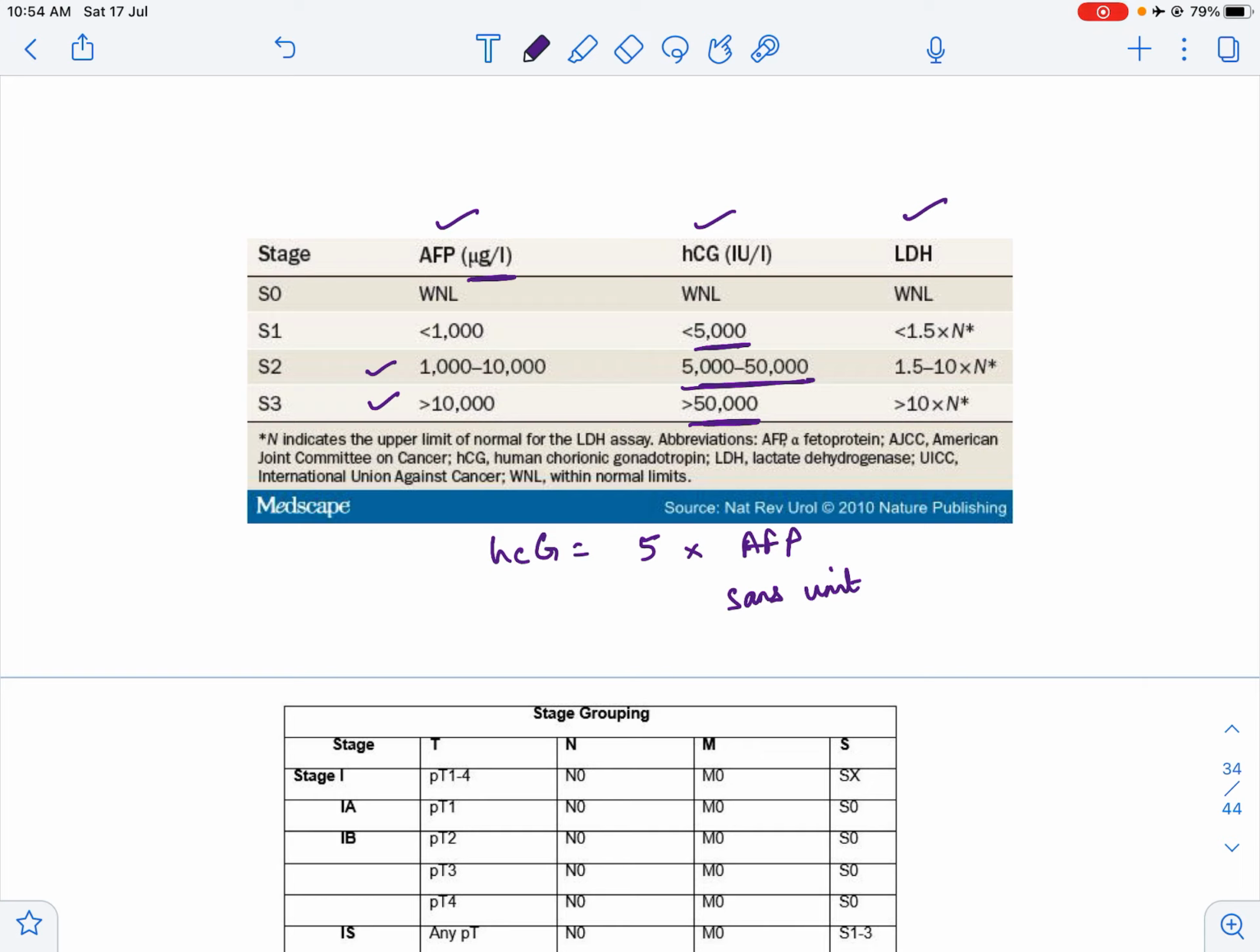Thirdly, we have the LDH or lactate dehydrogenase. S0 means it is within normal limits. S1 means it is less than 1.5 times N. N stands for the upper limit of normal for the LDH assay. In that lab, whatever is the normal value that is given for the LDH, S1 means it is less than 1.5 times. S2 means it is 1.5 to 10 times, and S3 means it is more than 10 times.